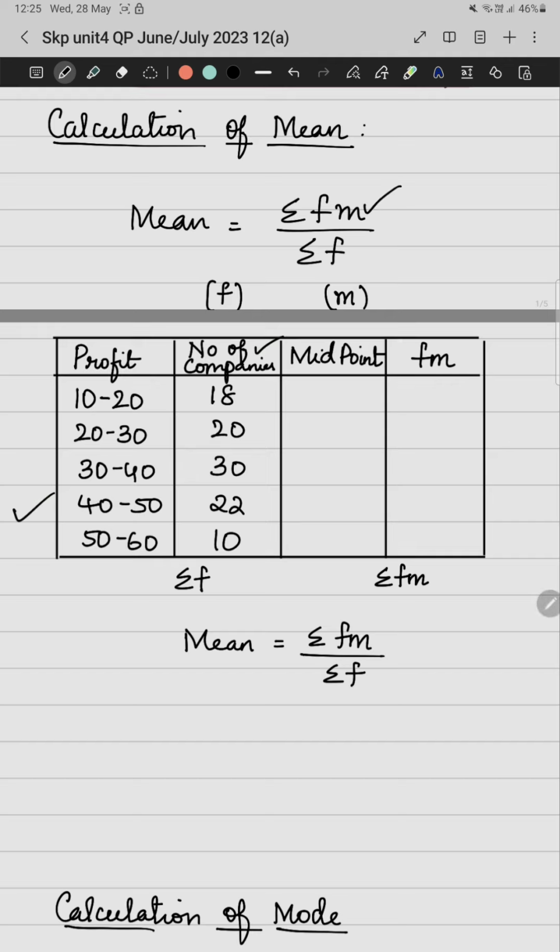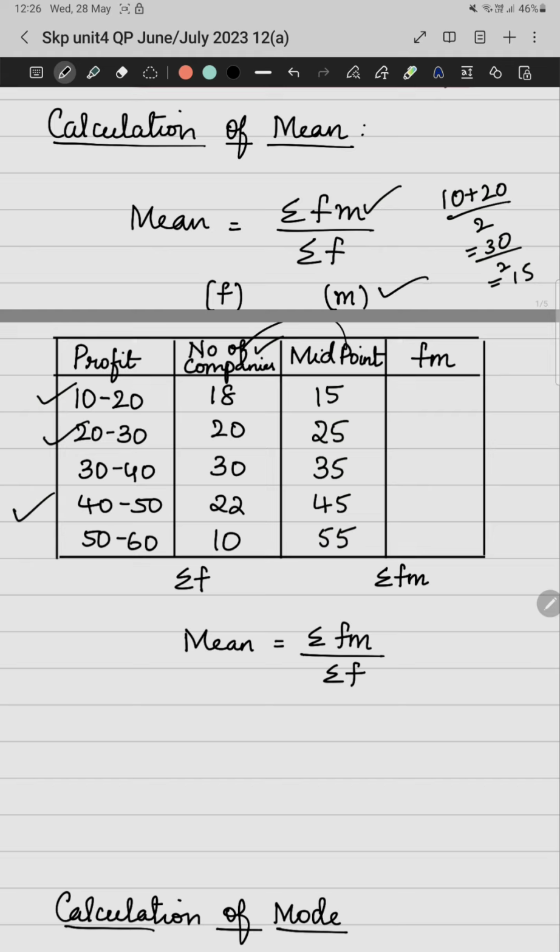So we have to find out the midpoint. The first midpoint is 10 plus 20 divided by 2, that is 30 divided by 2, which is 15. Similarly for the next, 20 plus 30 divided by 2, 50 divided by 2 is 25. Similarly 35, 45, 55. So we have found out m, the midpoint.